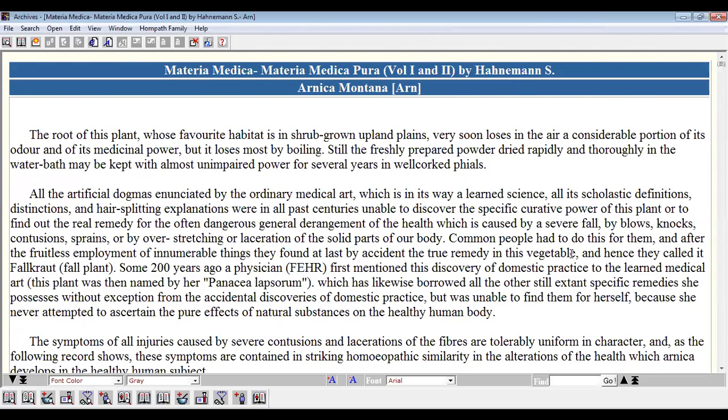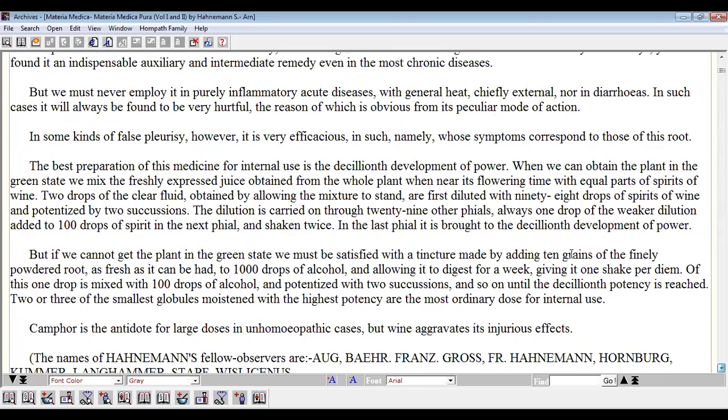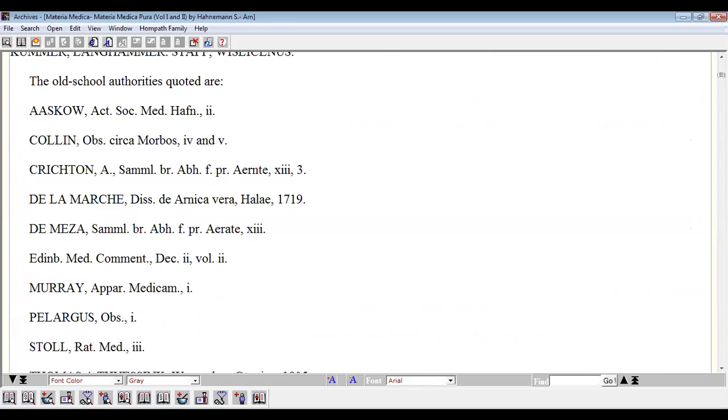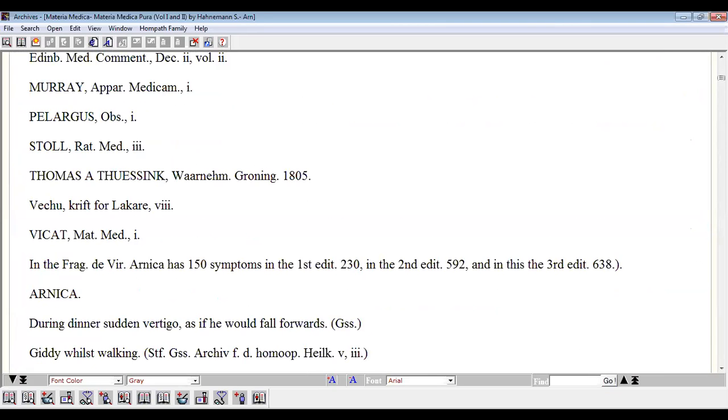So initially some introductory part is given, which details the various provers who have participated. Then see, this is the first symptom which is listed, that of vertigo.